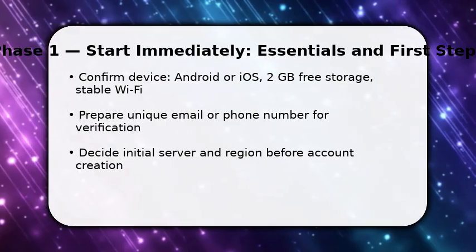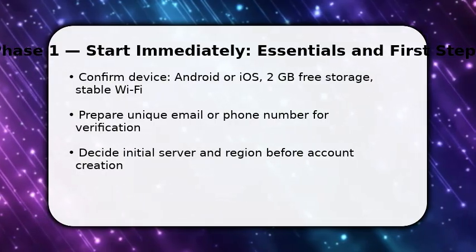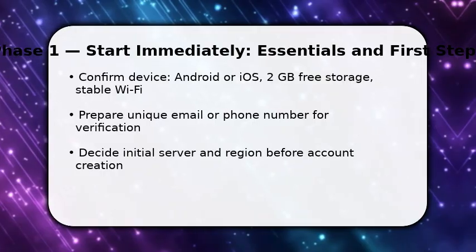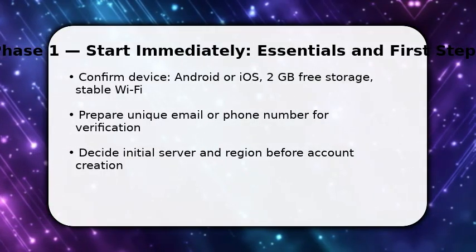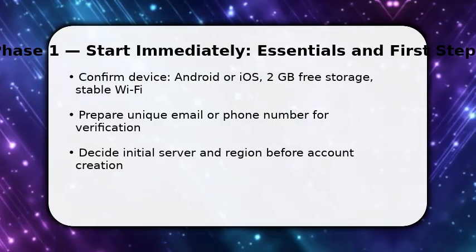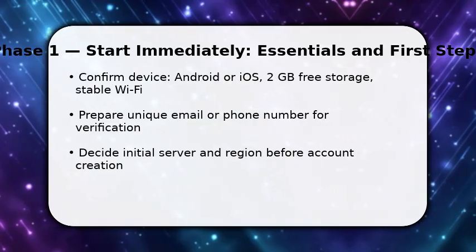You start by getting essentials in place: your device, a stable Wi-Fi connection, and a unique email or phone number for verification. Once done, open Mobile Legends and choose your preferred server region. This affects latency and matchmaking. Make sure to set a strong password and record it safely. You will need it for binding.